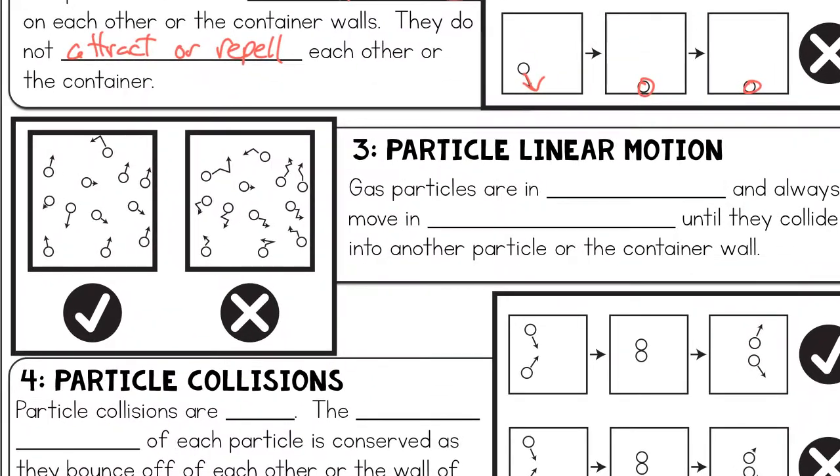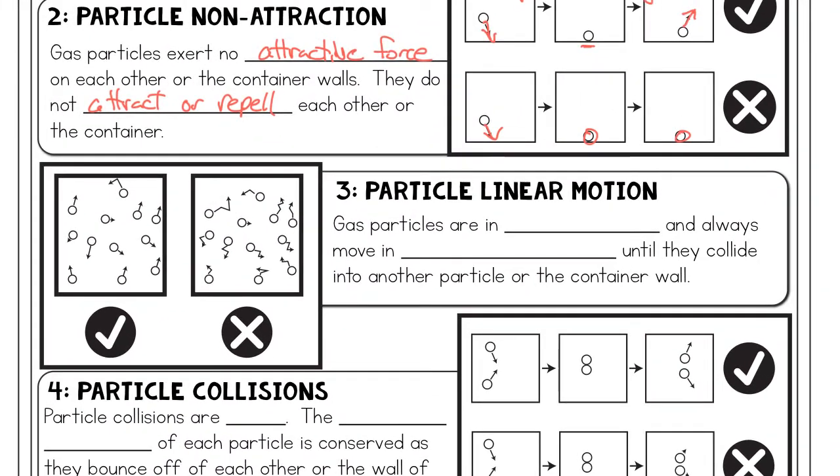Number 3, particle motion. Gas particles are in constant motion and always move in straight lines.